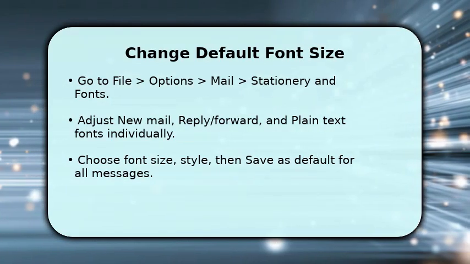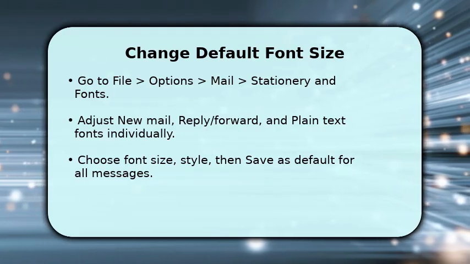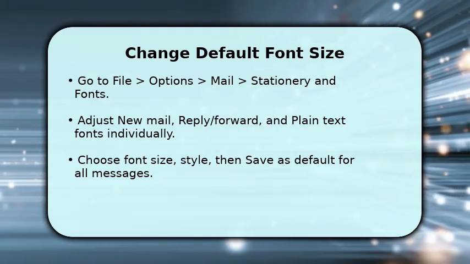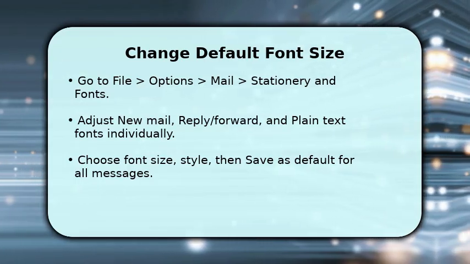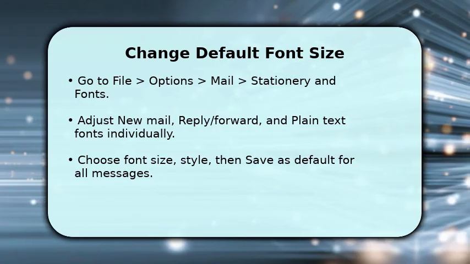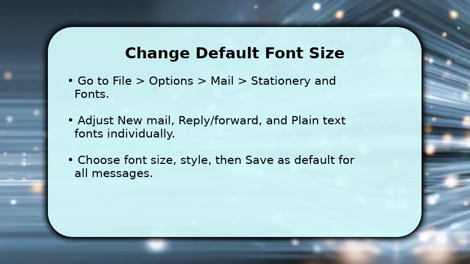Now modify Outlook's default font so your text is consistently bigger. You'll go to File, choose Options, then Mail and Stationery and Fonts. Once inside, change New Mail, Reply/Forward and Plain Text font settings. Each controls different message types.